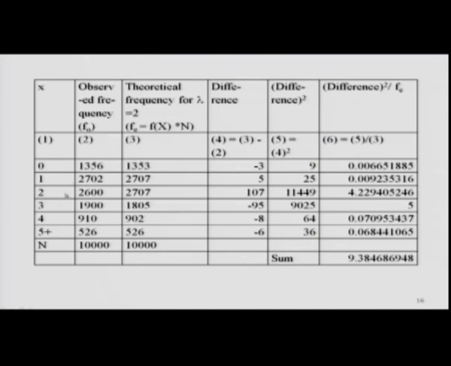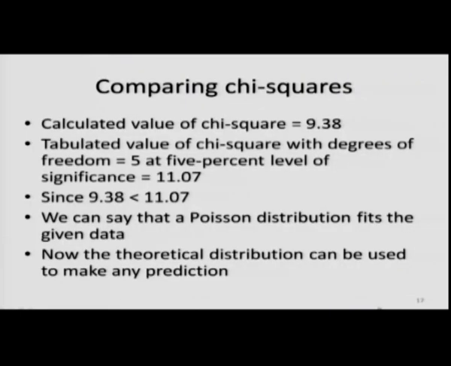You have 1, 2, 3, 4, 5, 6. You are comparing 6 differences. So, degrees of freedom will be 6 minus 1, or 5, and look for the tabulated value of chi square for 5 degrees of freedom. Your calculated value is 9.38, and the tabulated value for 5 degrees of freedom at 5% level of significance is 11.07. Now, since 9.38 is less than 11.07, you can say that the Poisson distribution fits the given data very well.